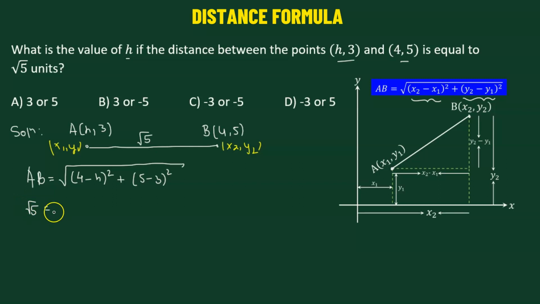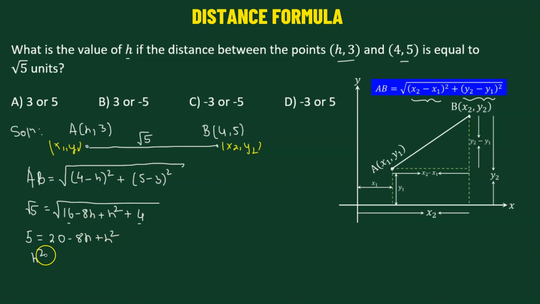So square root of 5 will be equal to square root of, now we're going to expand 4 minus h whole squared. That's 16 minus 8h plus h squared. This will be added to 5 minus 3, that's 2, 2 squared, that's 4. Now we'll square both sides to get rid of the square root. That's going to give us 5 equals 16 plus 4, that's 20, minus 8h plus h squared.